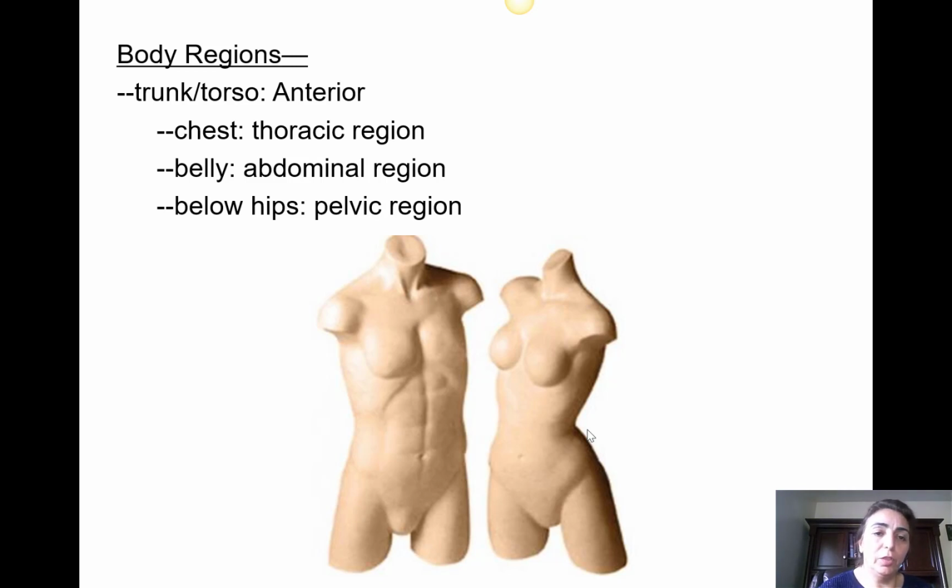The anterior part of the trunk or torso includes the chest area, that is the part of the torso above the diaphragm. You have the belly, that is the abdominal area below the diaphragm, and below the abdominal area we have the pelvic region that is below the hip area. This is the hip area, these two parts that you can touch. You have a bone over there and you can find it. That's the area where the hip starts.